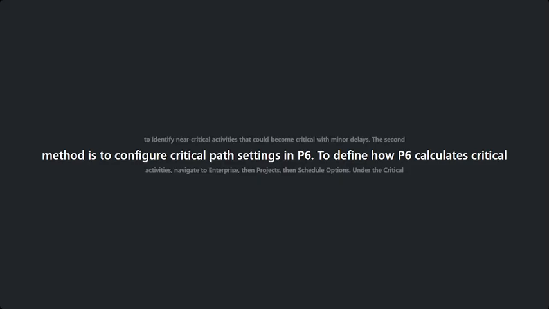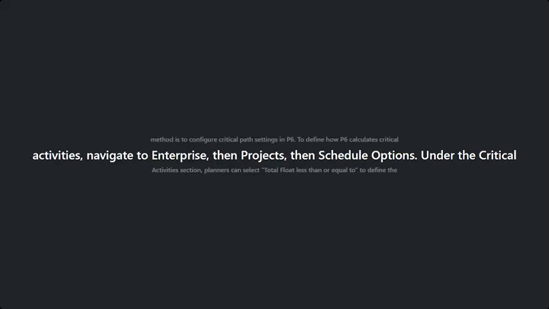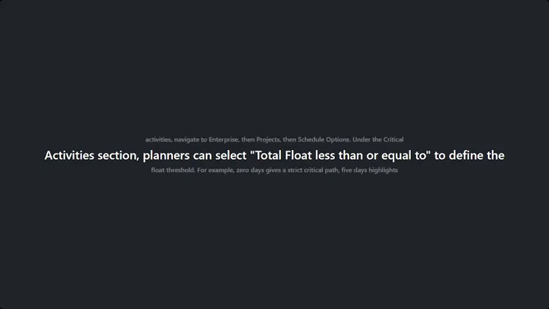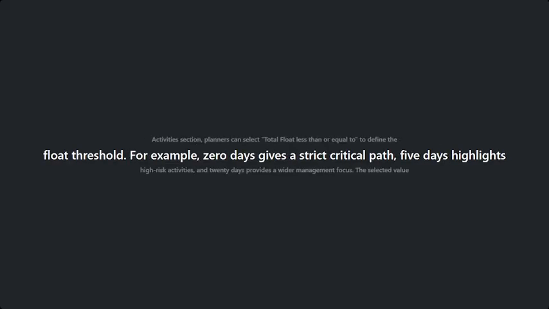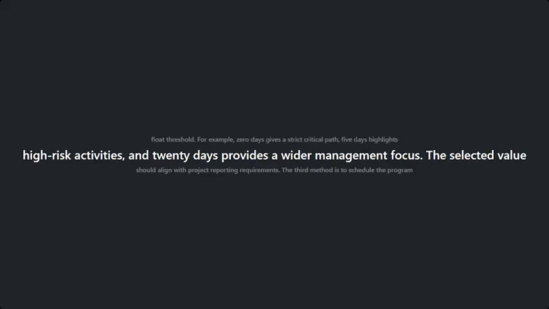To define how P6 calculates critical activities, navigate to Enterprise, then Projects, then Schedule Options. Under the Critical Activities section, planners can select total float less than or equal to define the float threshold. For example, 0 days gives a strict critical path, 5 days gives high-risk activities, and 20 days gives a wider management focus. The selected value should align with project reporting requirements.